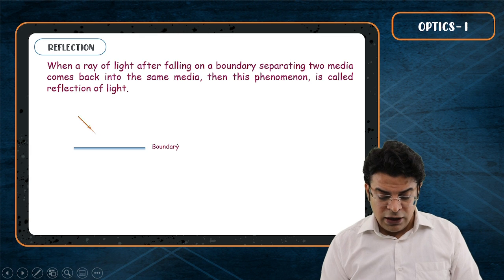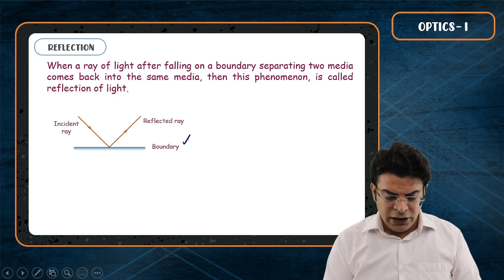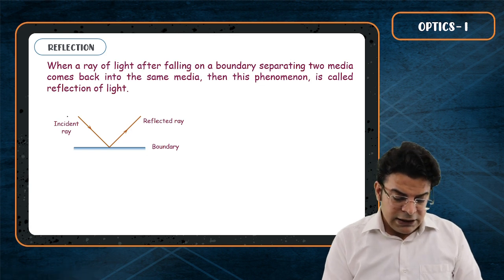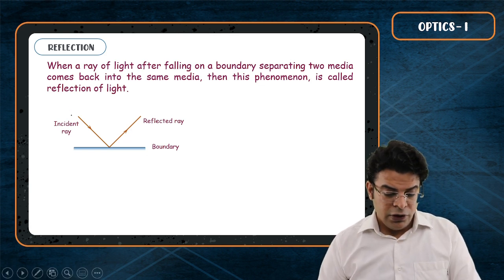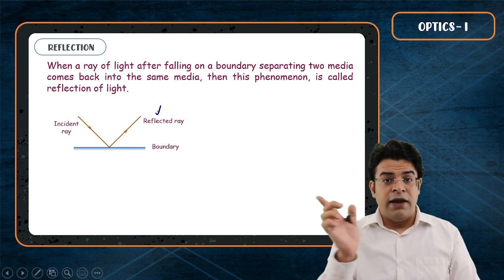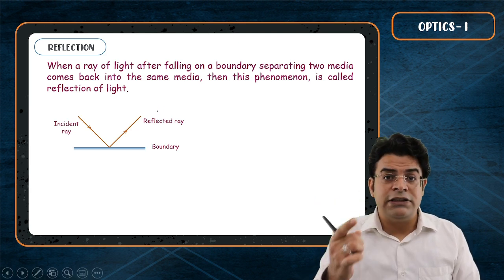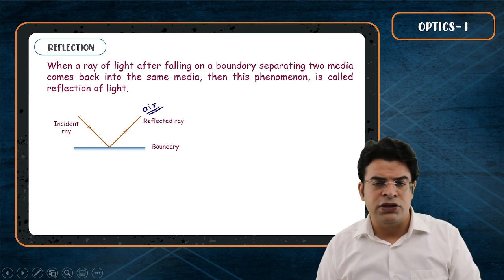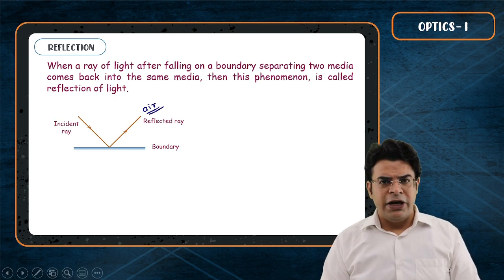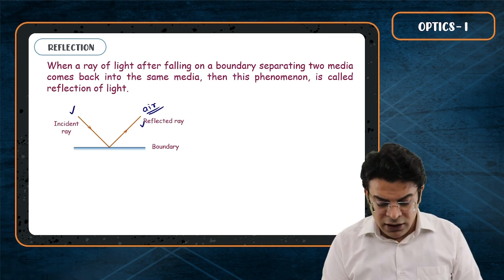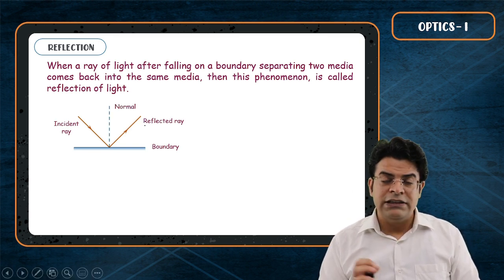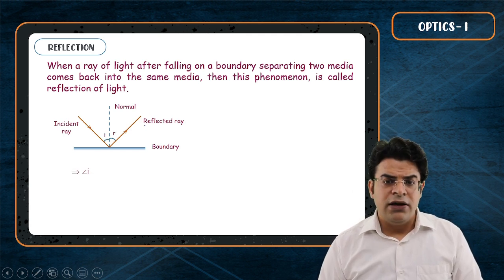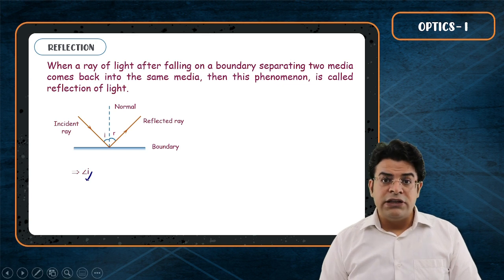So let's say you have a boundary separating two media, air and glass. You can see here a ray of light is incident and this ray of light gets reflected. So it is again in the same medium. It is again traveling into air now. This phenomenon is called reflection. Now let's say the angle made by the incident ray and the reflected ray with the normal is given by i and r.